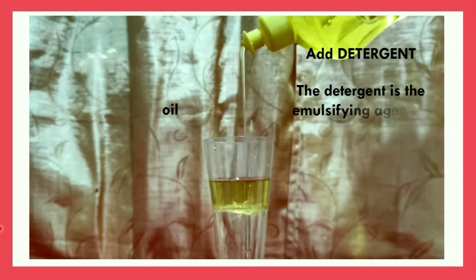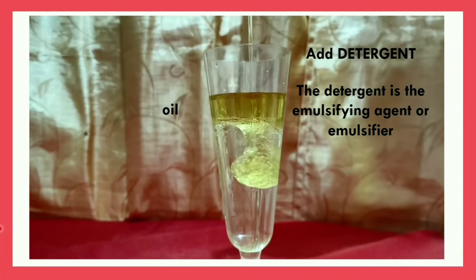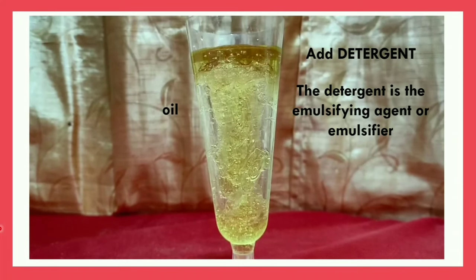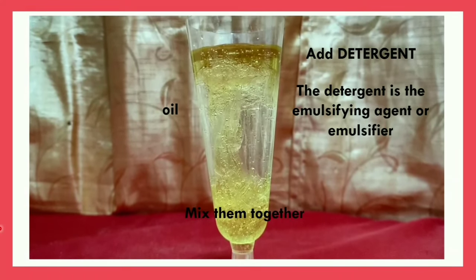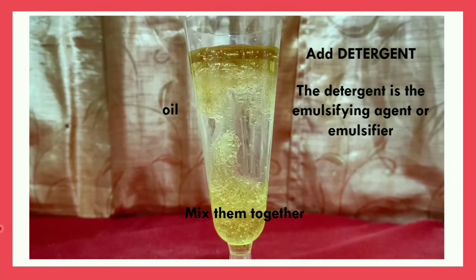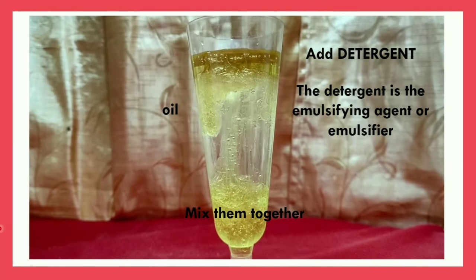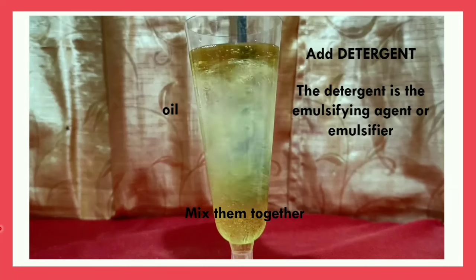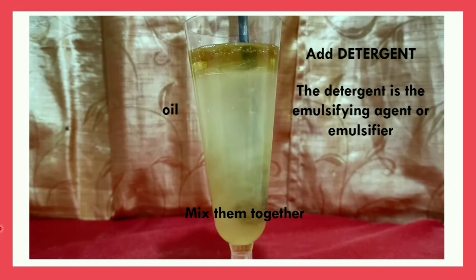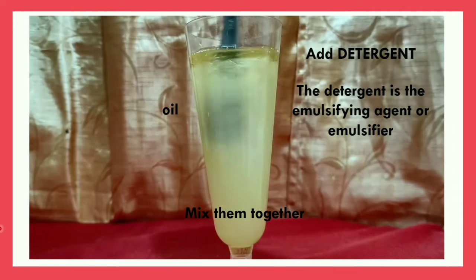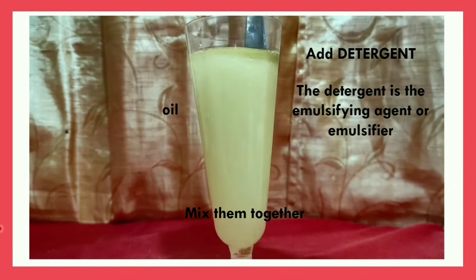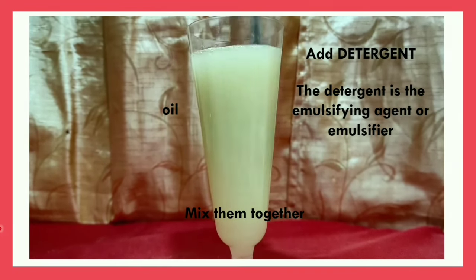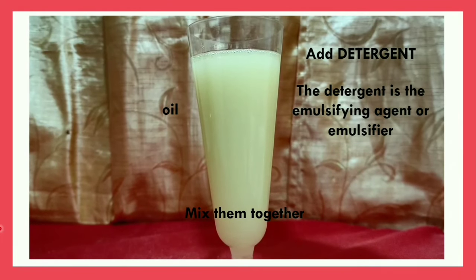But what do you think will happen if we add detergent? The detergent is the emulsifying agent or the emulsifier. Can you still remember what an emulsifier is? Yes, that's right. That's the substance that we put in the immiscible substances so that they can be mixed together. Let's try to mix them together and find out what will happen. Alright, as you can see, it's slowly mixing. Alright, we were able to mix oil and water together.